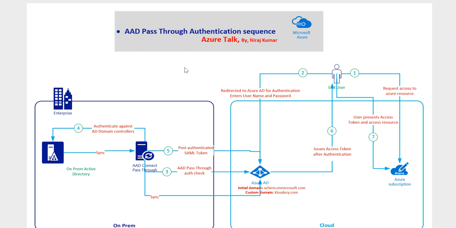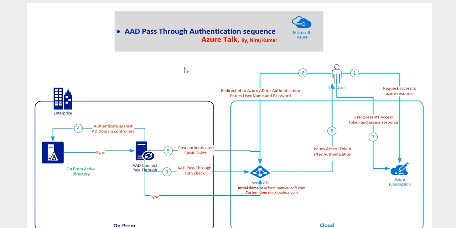But if I have some resources in my Azure which should be authenticated with my on-prem using Kerberos, which does not support SAML applications, in that case, how should I configure it? That's a different scenario altogether.